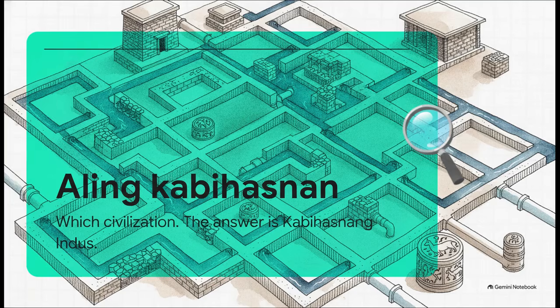Then, you probably notice the English loanwords, underground drainage system. Connect that directly to the visual memory of that grid map we talked about earlier. Which civilization had that advanced plumbing? The answer is Kabihasnan Indus, or the Indus civilization. You guys are cracking the code perfectly.